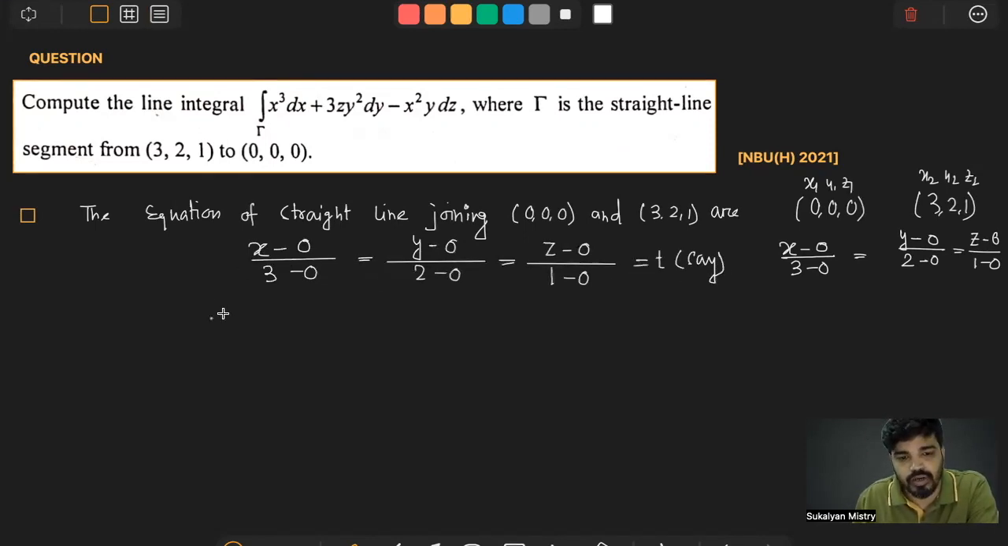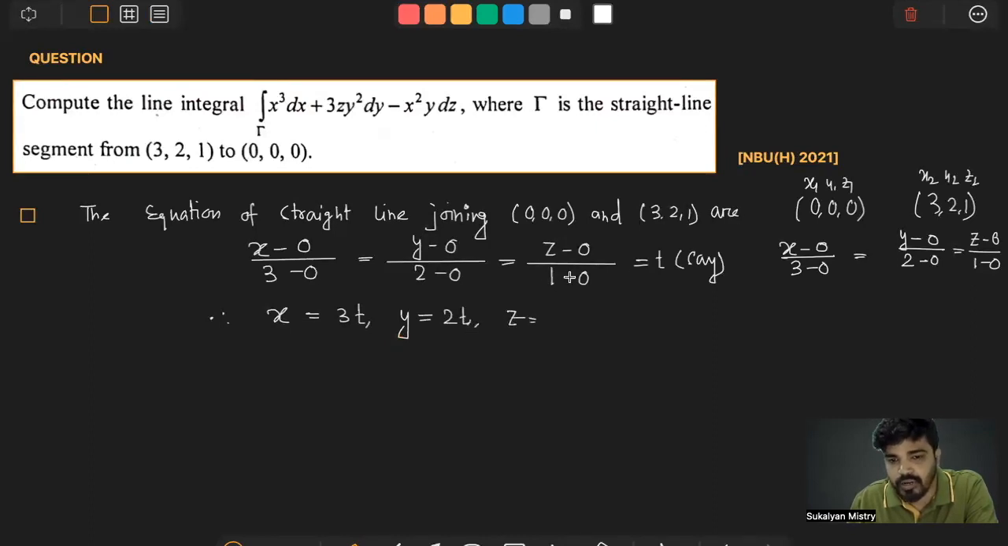So therefore you get x by 3 minus 0, that means 3, so x is equal to 3t. y by 2 minus 0, that is 2, so y by 2 is equal to t, that is y is equal to 2t.